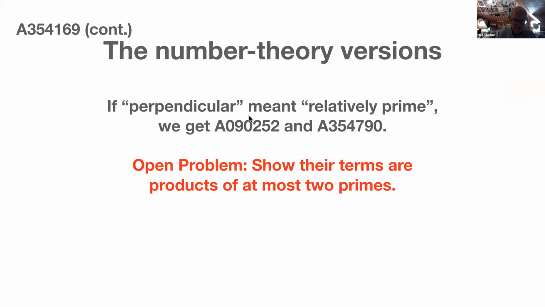And then there's a number theory version where instead of saying the binary representations are disjoint, we could replace that by saying relatively prime. And this gives us the number theory version of the 2-up sequence. And the conjecture there is not that every number is the sum of at most 2 powers of 2. Here the conjecture is that every number is the product of at most 2 primes. And somehow that has not been easy to prove yet.